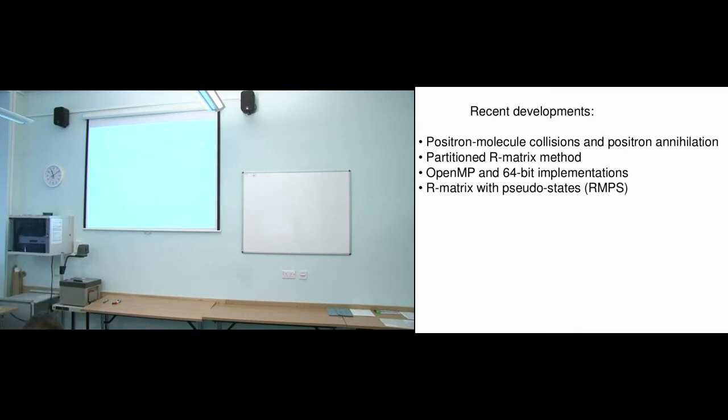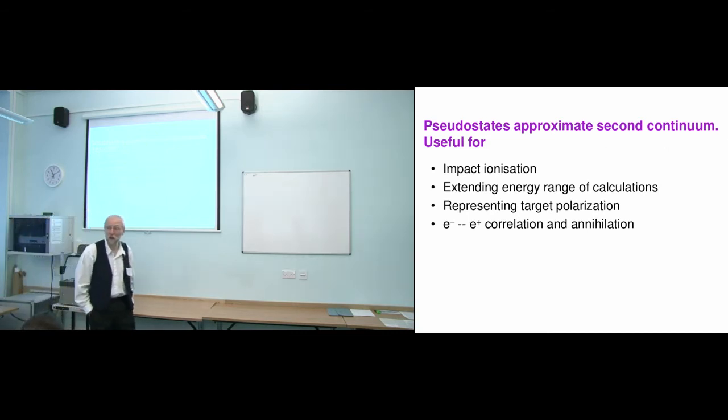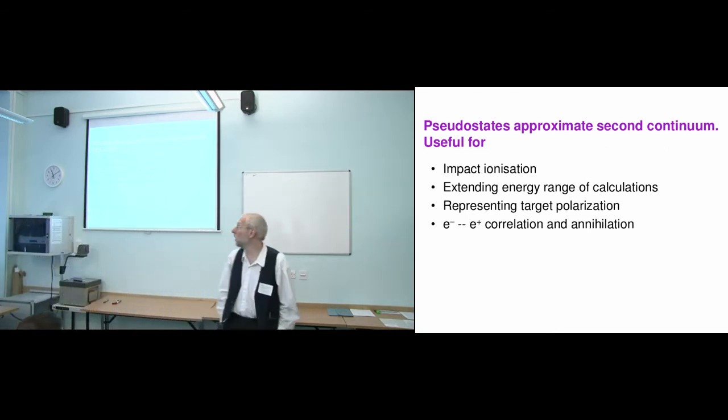In order to do these very large calculations, we've moved to a 64-bit implementation. That is slightly less trivial than just changing the compiler options. It did require some reprogramming, but I'm not going to dwell on that. The only thing I'm going to talk about in any detail is the R matrix with pseudostates method, which I think is very much where the future is going for improving the quality of these calculations.